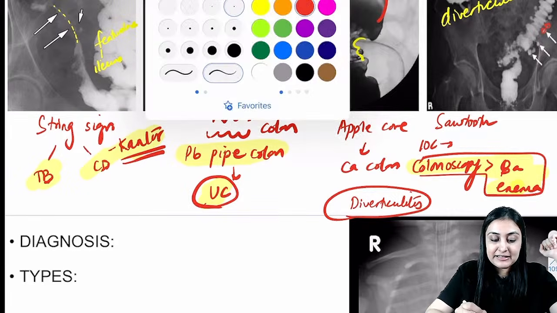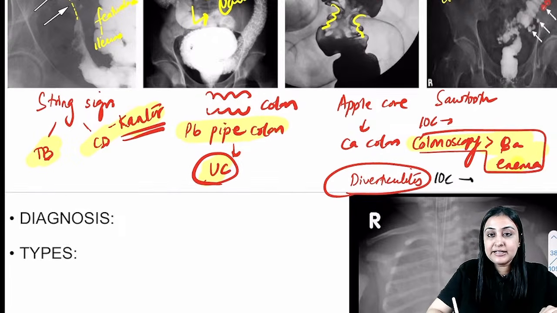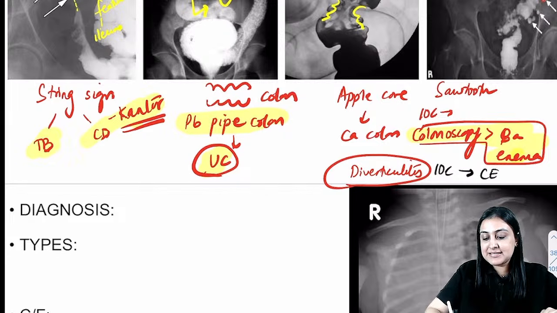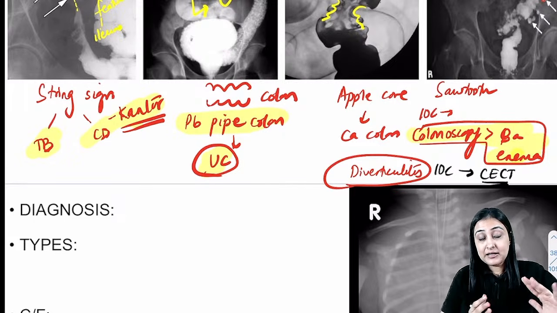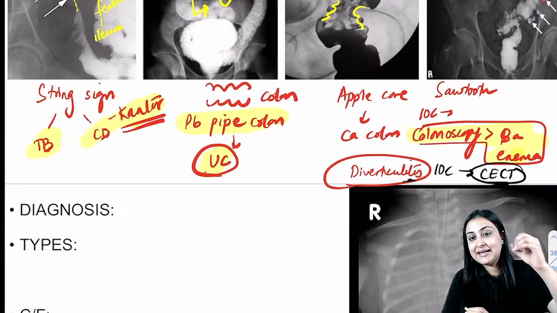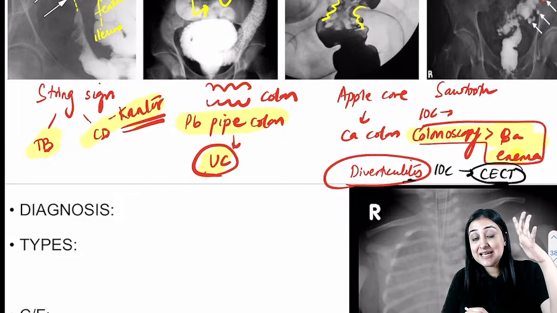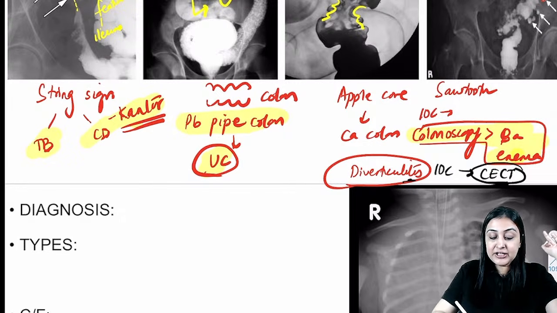So what is the investigation of choice for diverticulitis? The investigation of choice is going to be CECT. So if the history has pain, fever, left lower quadrant pain, raised counts, pointing towards itis, you go for CECT. Barium is contraindicated because if barium leaks out, you will have peritonitis. So in any perforation, barium is contraindicated, right? That is why.